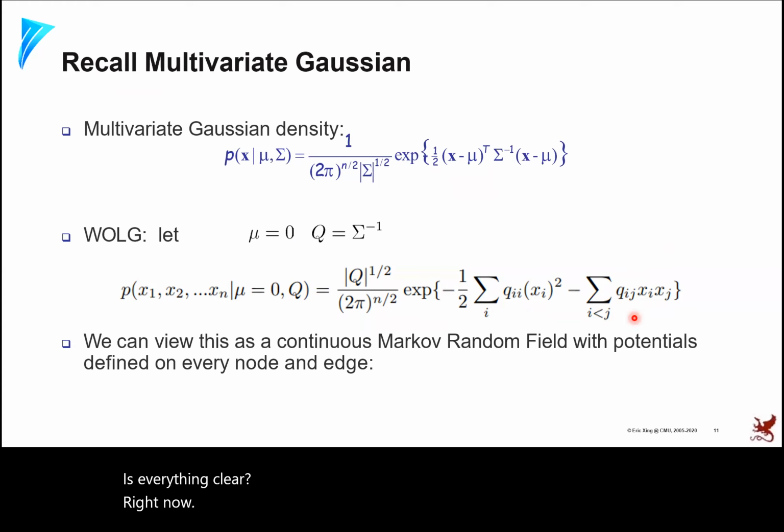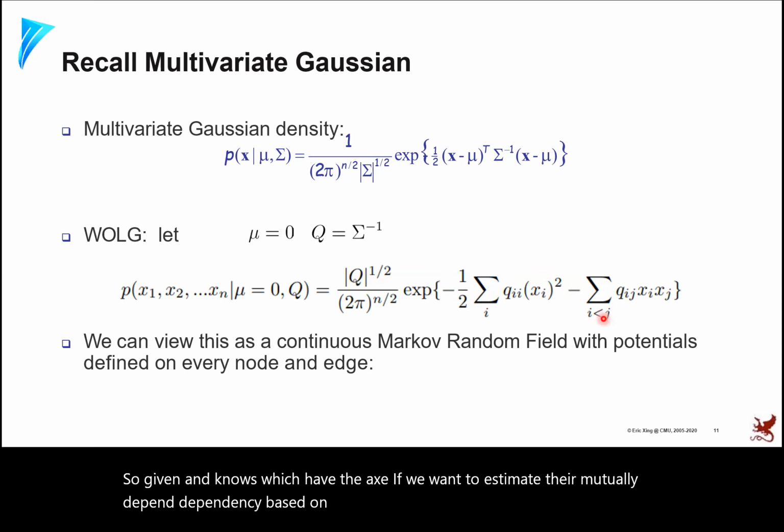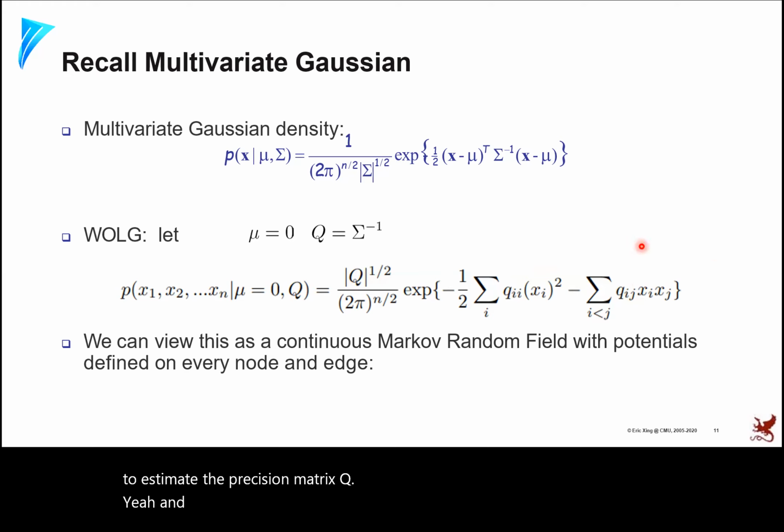So from this example, I have shown that given n nodes which have the x, if we want to estimate their mutual dependency based on the binary Markov random field, all we need to do is to estimate the precision matrix Q. And all the later problems will be how to estimate this Q. Okay, if there's no problem, I can continue.